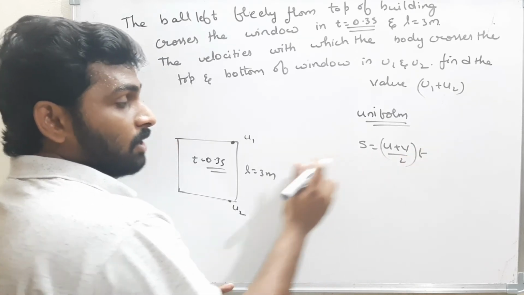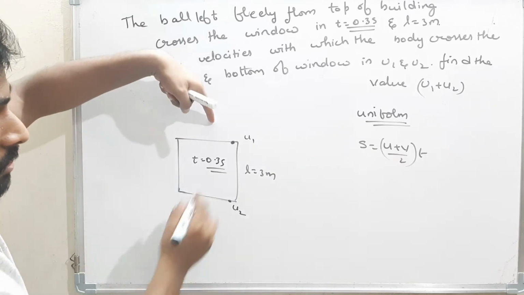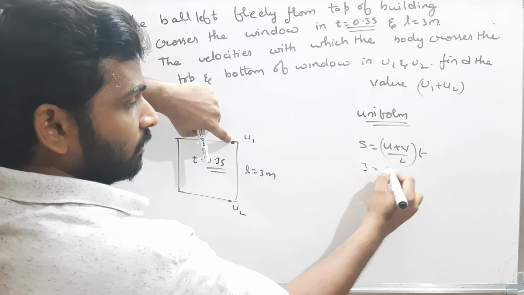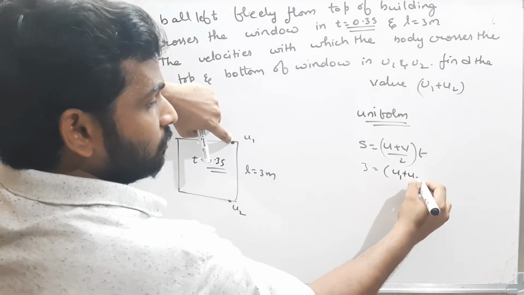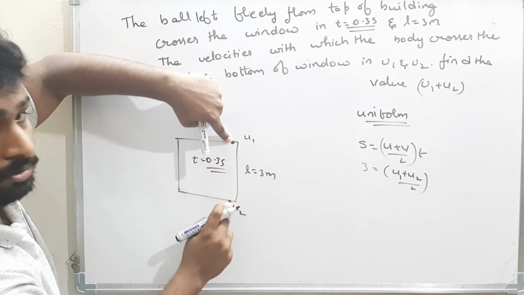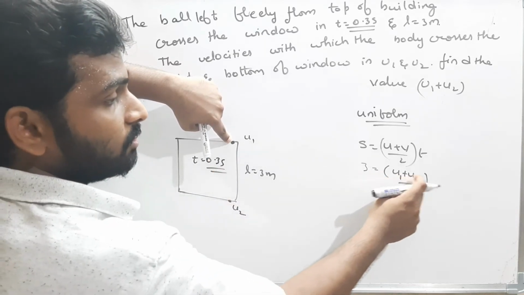Now what is the displacement traveled by the body? The body is crossing these 2 points. What is the displacement? Displacement is 3 meters. That is (u1 plus u2) by 2. And the body is crossing these 2 points with velocities u1 and u2. Therefore, 3 is equal to (u1 plus u2) by 2 into time.